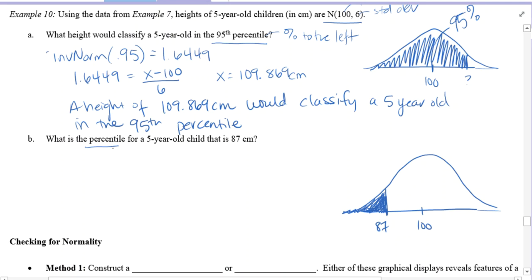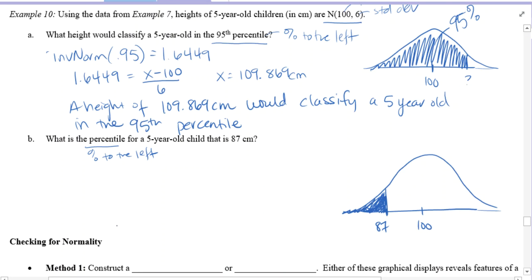The percentile, again, is the percent to the left, lower than. So we just want this percent that's lower than 87. So our answer is the percent. Which calculator command should we be using to get an answer that's in terms of percents? Okay, you got to choose between inverse norm and normal CDF. To get out a percent, you're going to be using normal CDF.